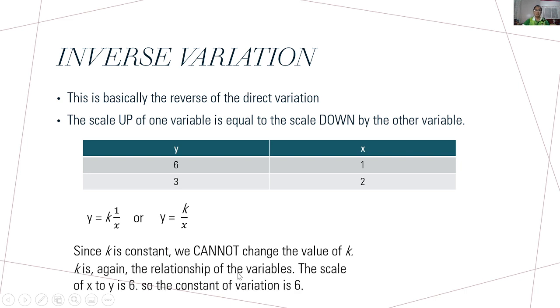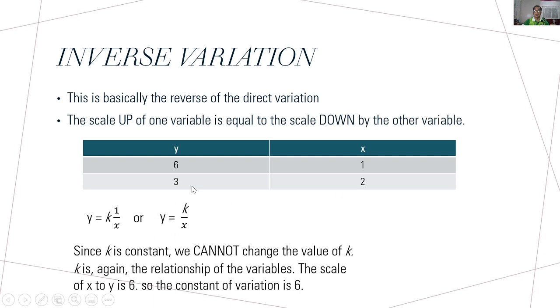K is again the relationship of the variables, papunta rito. The scale of x to y is 6. So, the constant of variation is actually 6. So, 1 times 6. Dito pala, 6 divided by 1, that is 6. And 6 divided by 2, that will come up with 3. Parang may mali ako. Ulit. 6 divided by 1 is 6, and that's correct. And 6 divided by 2, that will come up with 3.